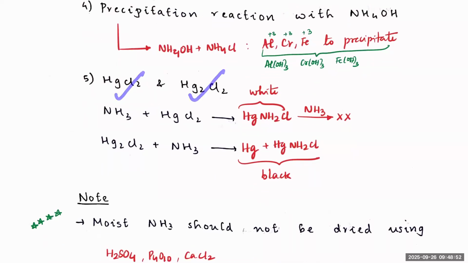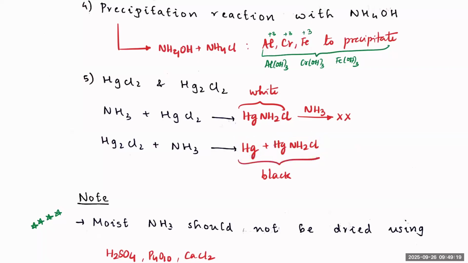HgCl2 and Hg2Cl2 are also used to figure out their presence in salt analysis using ammonia. When you react HgCl2 with ammonia, it becomes HgNH2Cl, which is a white color precipitate. While if you take Hg2Cl2, Hg separates out. I told you this before. Although the precipitate is white, the mercury will dominate its color and overall it will become black.